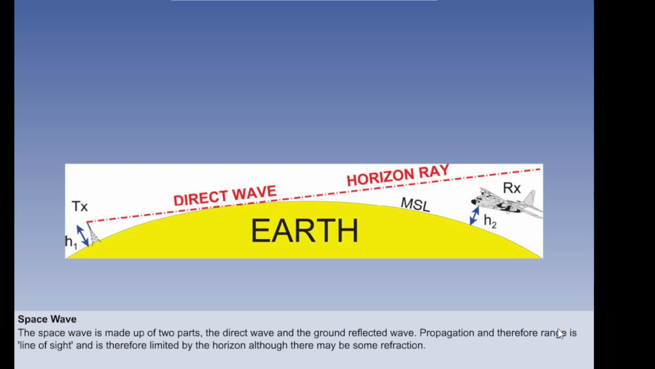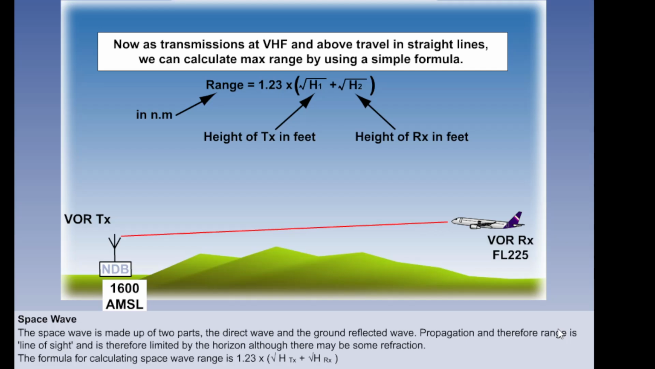There is some atmospheric refraction, which causes the radio waves to bend towards the Earth, and this does increase the range slightly beyond the geometric horizon. But as radio frequency increases, refraction reduces. The range of a space wave can be calculated by this formula. Range in nautical miles is 1.23 times the sum of the square roots of the height in feet of the transmitter above the ground and the height of the receiver in feet.